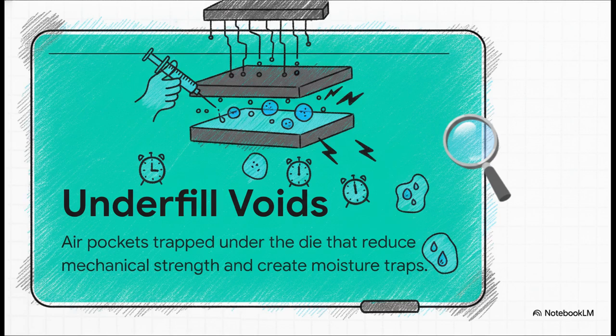Not only do they weaken the mechanical strength of the chip, but they also create tiny little moisture traps. As the chip heats up and cools down over its life, these voids can lead to dielectric breakdown, which basically means microscopic electrical sparks where they absolutely shouldn't be, or cause the solder to dangerously migrate.